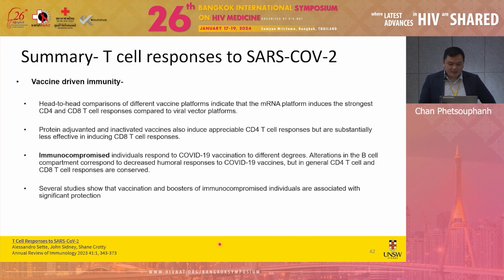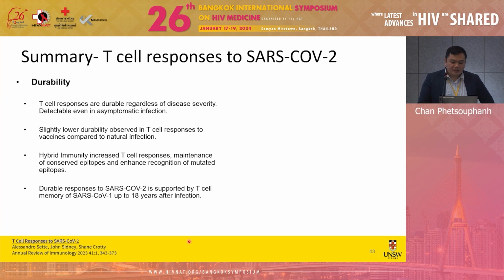And we've also done a little bit of this in immunocompromised cohorts as well, and that's what we observed. Several studies showed vaccination and booster of immunocompromised individuals are associated with significant protection. And so when you talk about durability of T-cell responses, they are durable, and regardless of disease severity, they can be detected in asymptomatic infection. Slightly lower durability is observed in T-cell responses to vaccines compared to natural infection, but hybrid immunity increases T-cell responses, shown by groups in Karolinska and in the US, with maintenance of conserved epitopes and enhanced recognition of mutated epitopes.